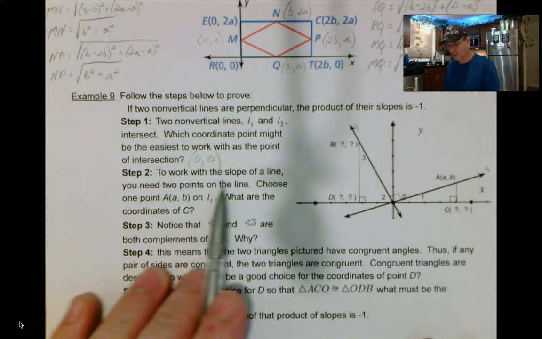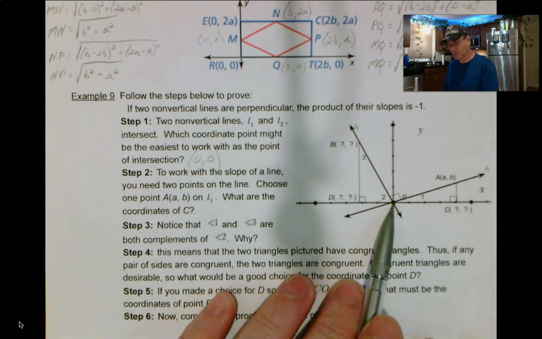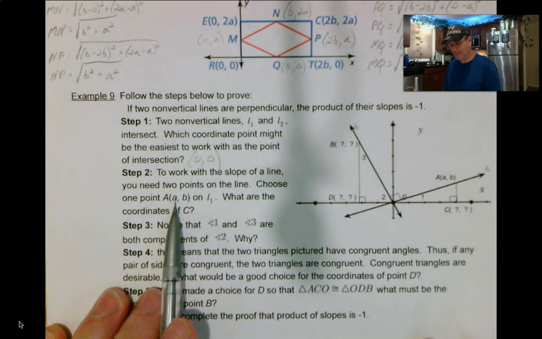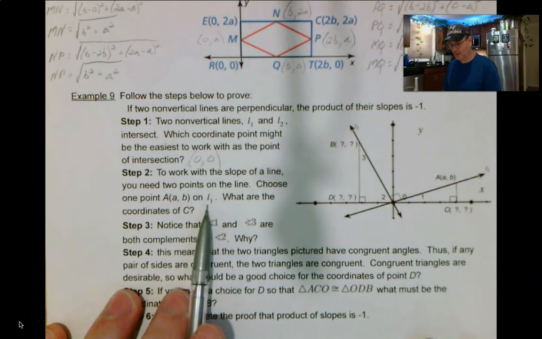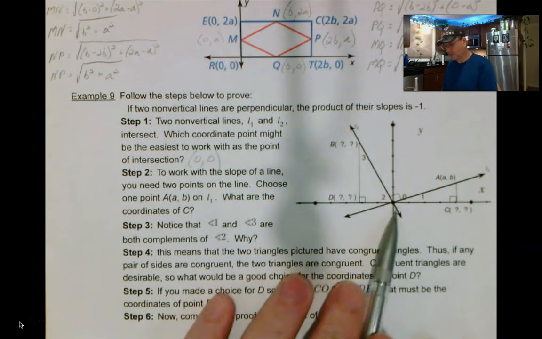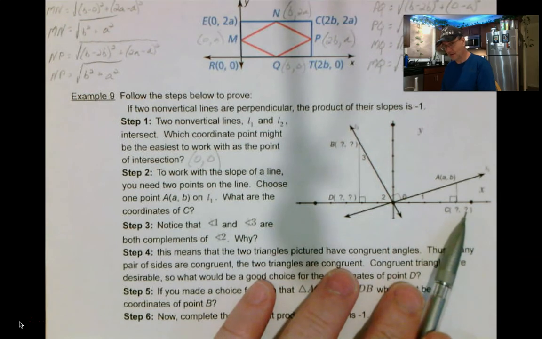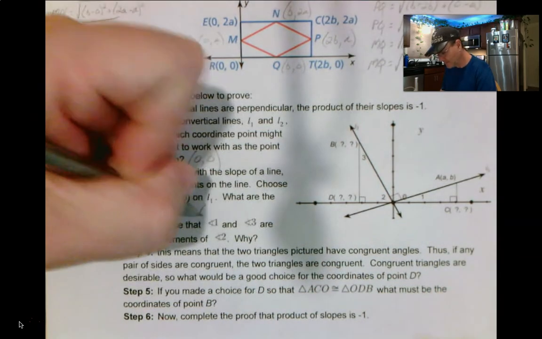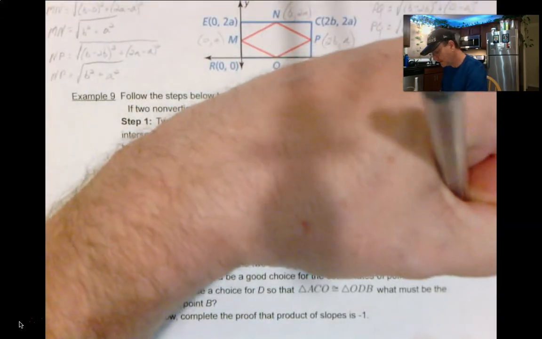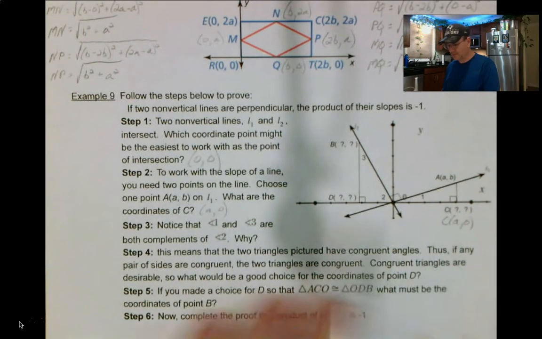Okay. To work with the slope of a line, you need 2 points on that line. So we're going to take this intersection point as one of the points. And we're going to choose the other point, A, to be A comma B on line 1. What are the coordinates of point C? So A is A comma B. C is going to be A comma 0. Write that in both places. A comma 0 here, A comma 0.